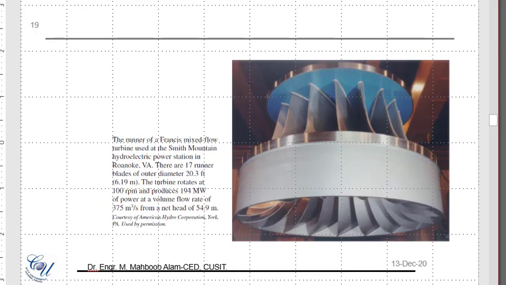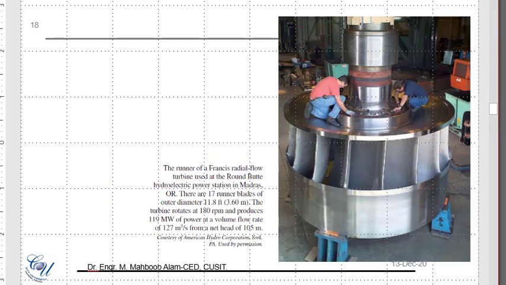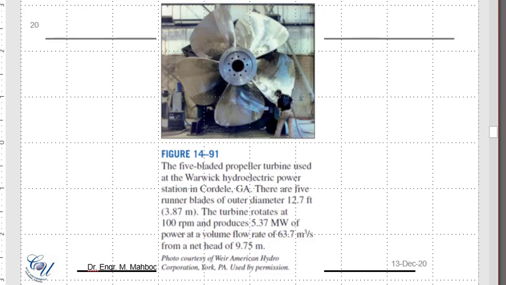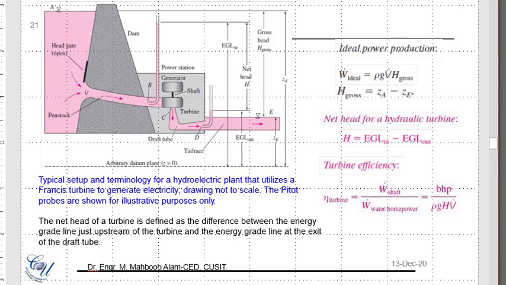So you see the difference between the two. In the previous case, we had 105 meters of head, but the flow rate was comparatively lower. Here we have a smaller head of 54.9 meters, but the volumetric flow rate is larger. This is a Francis mixed flow turbine. And there are also some other turbines, and you can go through them yourself.